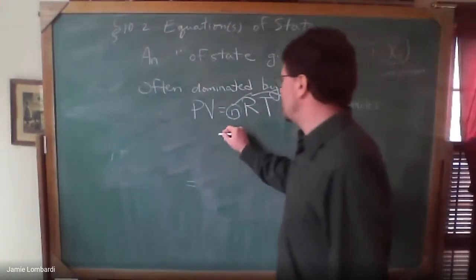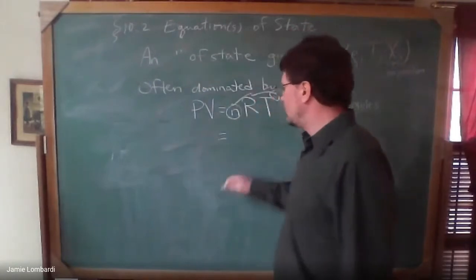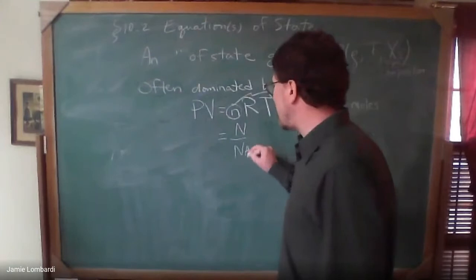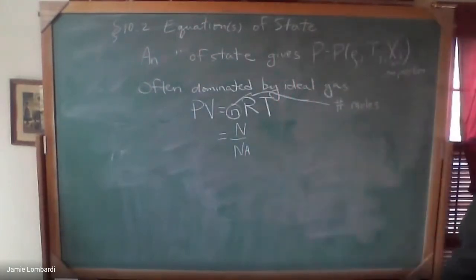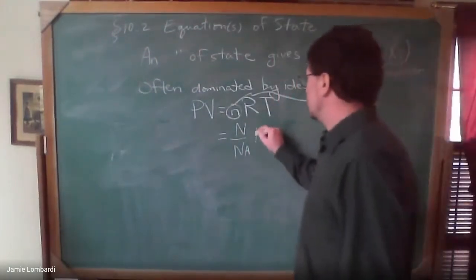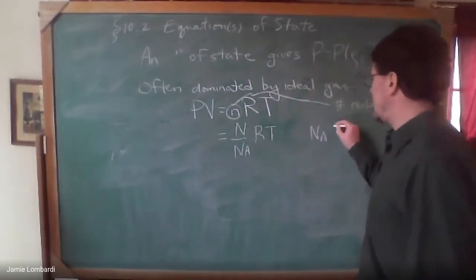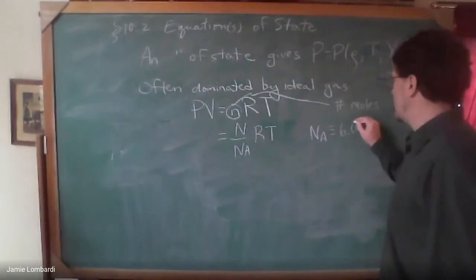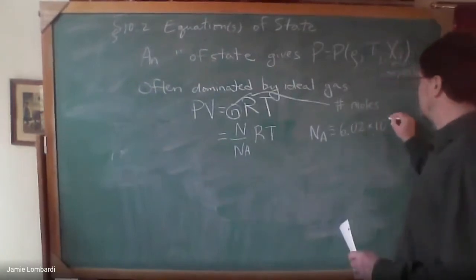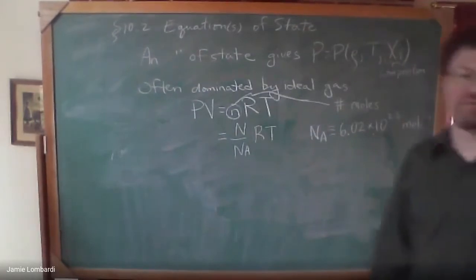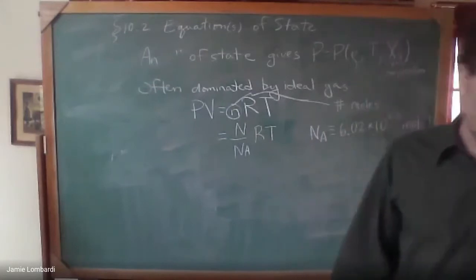Well, what we can do is, remember the number of moles is the number of things you have divided by Avogadro's constant, 6.02 times 10 to the 23. So here, N sub A is 6.02 times 10 to the 23. If you have that many tennis balls, then you have a mole of tennis balls, for example.